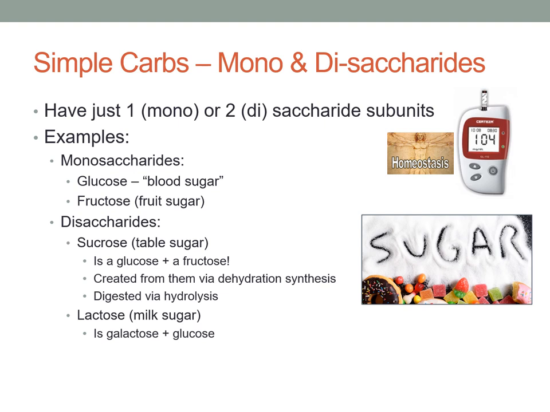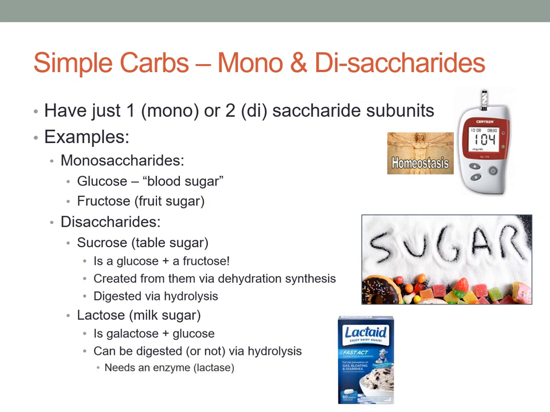And we can digest it when we eat it by performing hydrolysis and breaking it into its subunits. Lactose is also a disaccharide, the sugar that's normally found in milk. In order to help us do that hydrolysis, we need an enzyme called lactase, and some of us don't have it. Those are the people who are lactose intolerant. They can't properly digest it unless they take lactase enzyme.